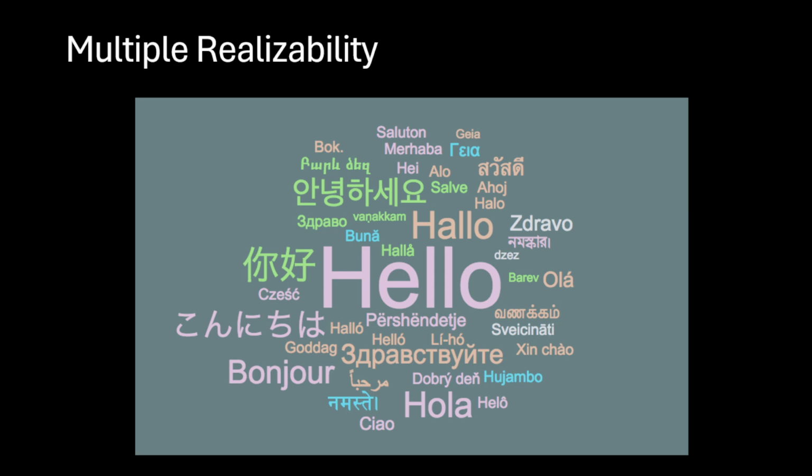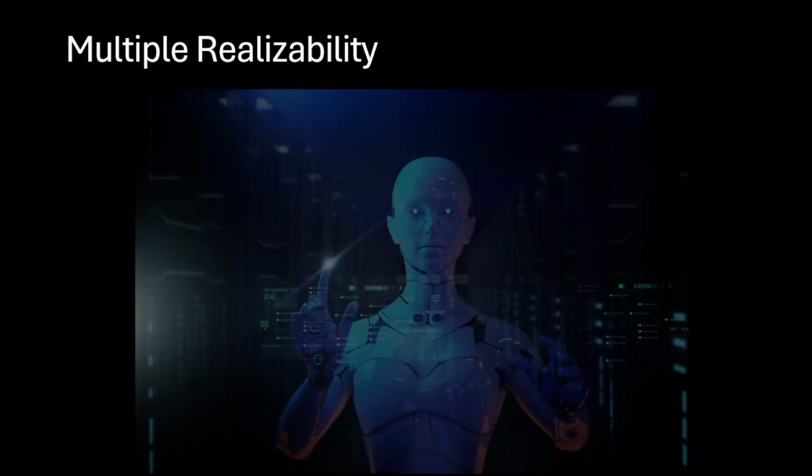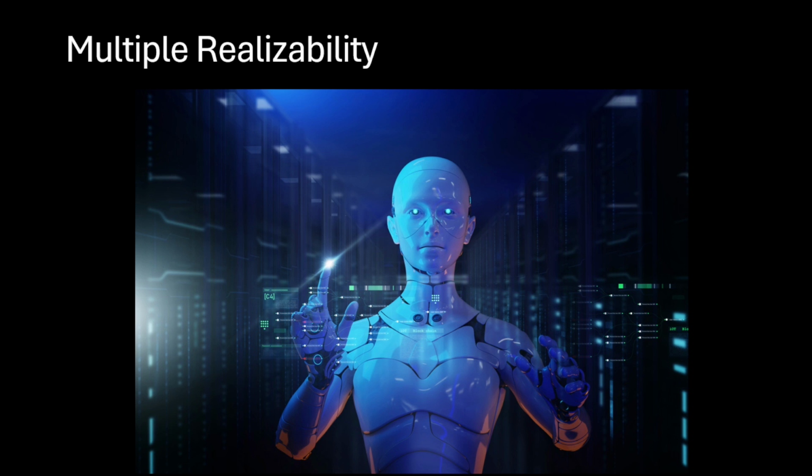Another example would be computer code. Anybody who works with code finds it very obvious that there are different ways to write the same code, or in other words, to get the same output using different code, using different coding languages. And that's another example of multiple realizability.